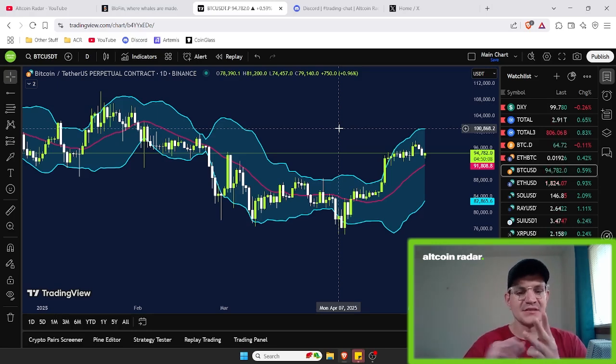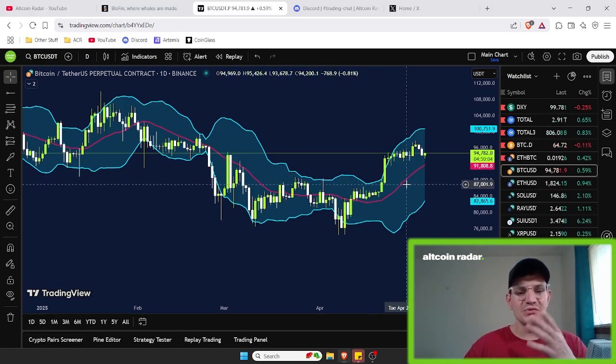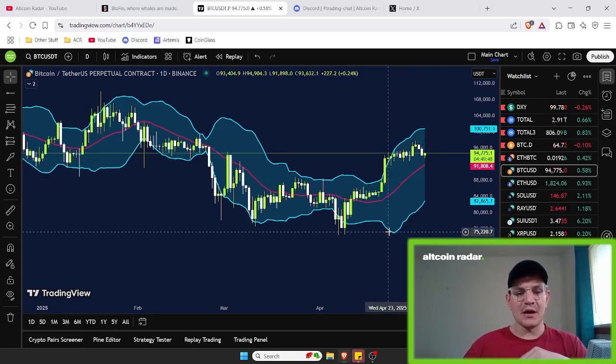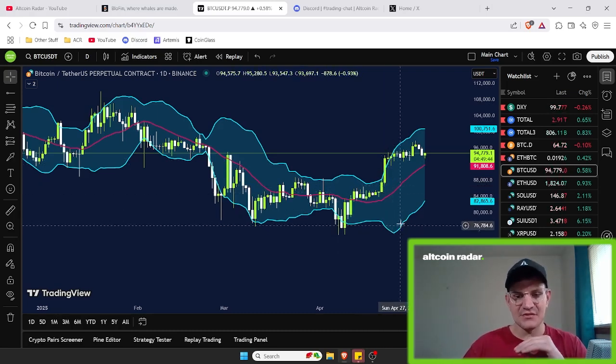We've got the middle band right here, which is my pink line, which is usually a 20-period simple moving average. And then we have the upper band up here, which is made up of the middle band plus 2 times the standard deviation. And then the lower band, which is made up of the middle band minus 2 times the standard deviation.